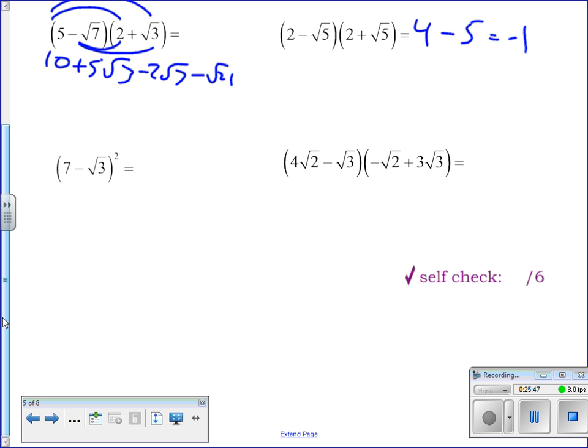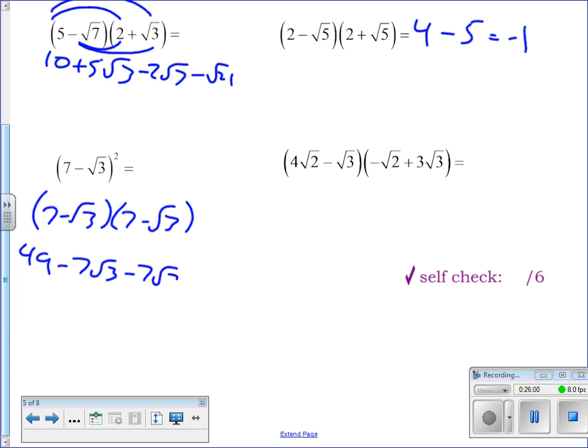This is 7 minus root 3 squared. 7 minus root 3 times 7 minus root 3 gives me 49 minus 7 root 3 minus 7 root 3 plus root 9. And once again, the square root of 9 is 3. So 49 plus 3 gives me 52. Minus 7 root 3 minus 7 root 3, minus 14 root 3.